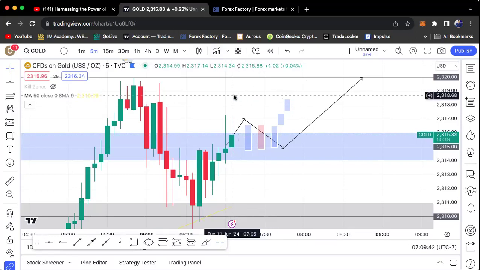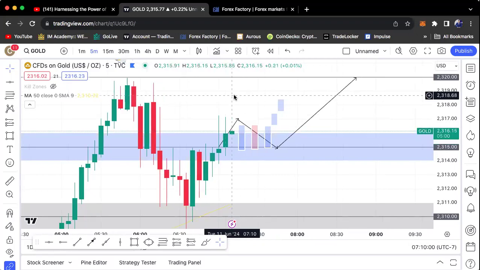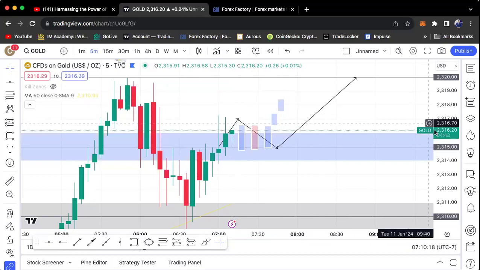Make sure everybody's muted here. Okay, awesome. So we see this potential setup here, guys. Okay, trade at your own risk. I'm dropping the before and after. Let's see how it plays out.